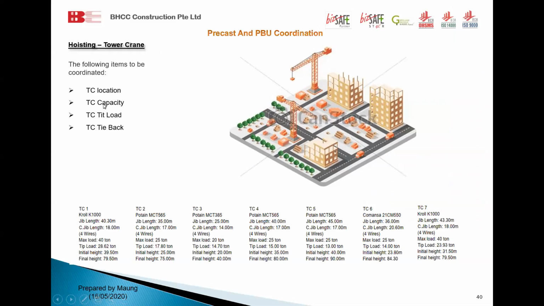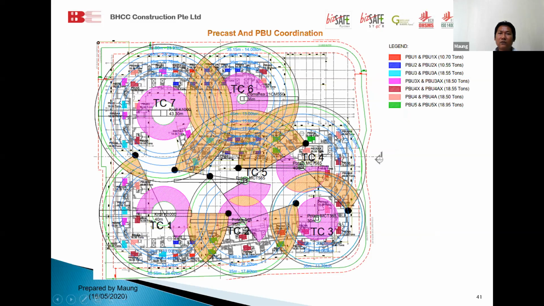So the following items you need to coordinate for the tower crane. The first thing, the tower crane location, tower crane capacity, then the tower crane tip loads, and the tower crane time base. So how do we go and check? We just mark the panel on the layout plan with their weight, and we place the tower crane with the tip load radius. So we know whether these tower cranes can lift or cannot lift.